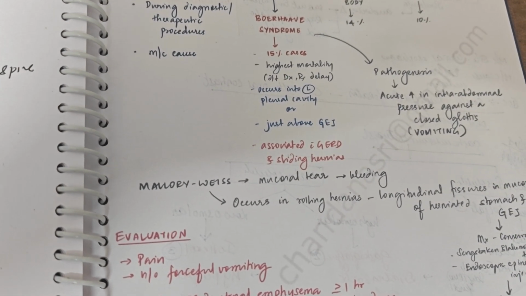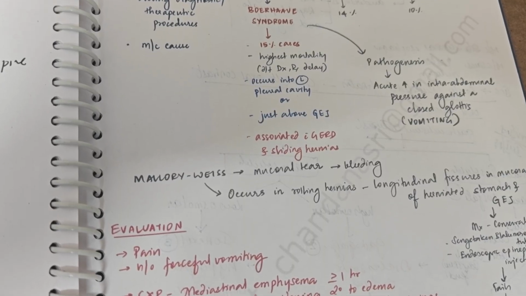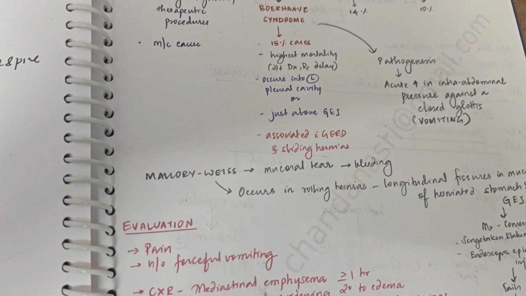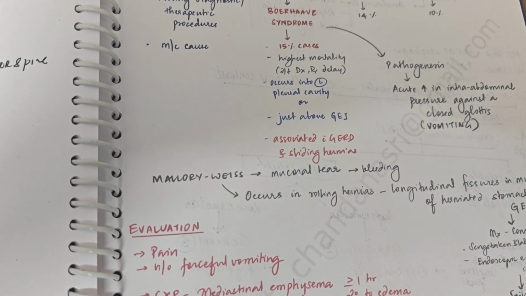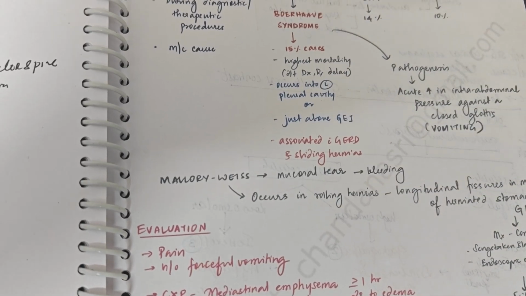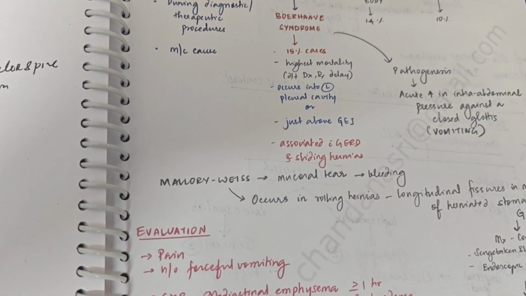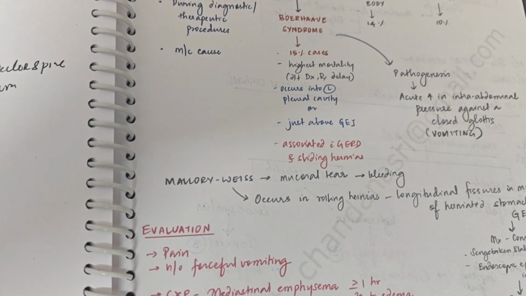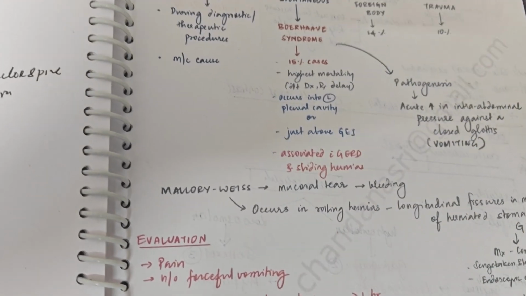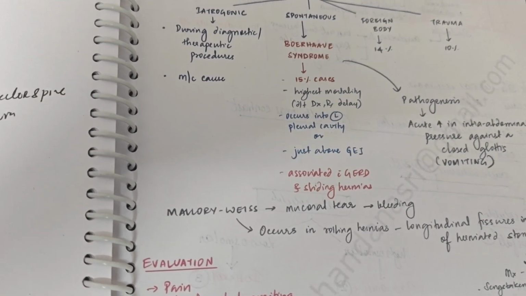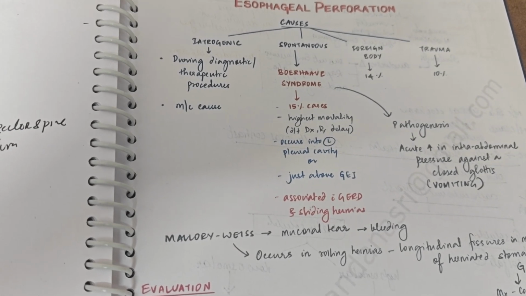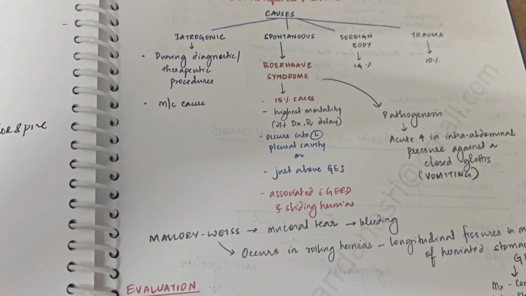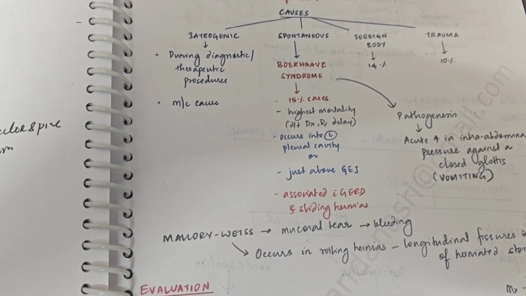And the pathogenesis I've told you: an acute increase in intra-abdominal pressure against the closed glottis. Just remember the pathophysiology. Remember, against the closed glottis, and this is the pathogenesis. Now even a foreign body can lead to esophageal perforation, that is 14%, and even trauma can happen, this 10%. Let's not worry about this.